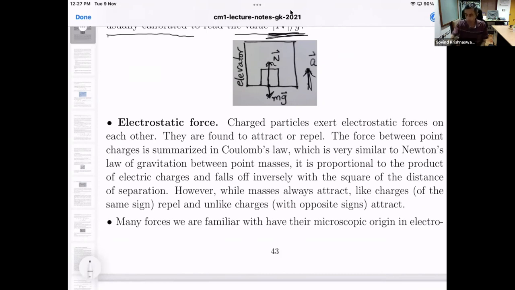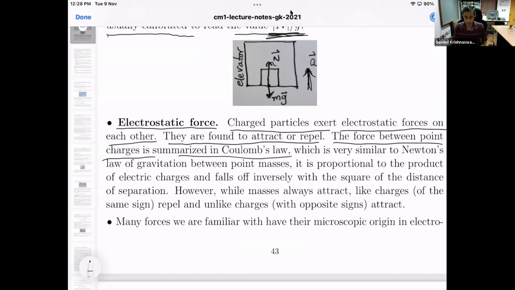Yeah, so as I was saying, there are other forces of interest as well. Principal among those is the electrostatic force, the electric force. Charged particles at rest exert electrostatic forces on each other. And unlike gravity, they can attract as well as repel. The force between point charges is summarized in Coulomb's law, which is very similar to Newton's law of gravitation between point masses. I'm sure you have all met this somewhere or the other.